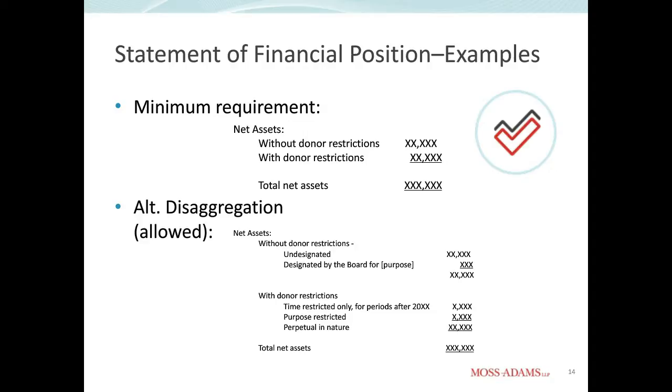The bottom example breaks out the detail on the actual face of the statement of financial position. So as you can see, the detail includes the two classes broken down to show any designated amounts and their purpose, any time restrictions and when they're expected to be used, any purpose restrictions, and then the perpetual amounts.